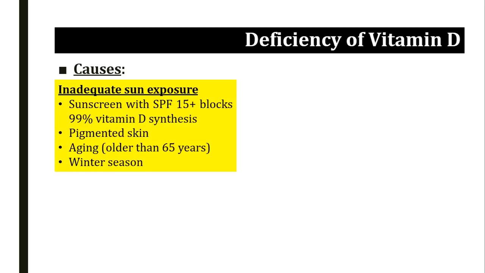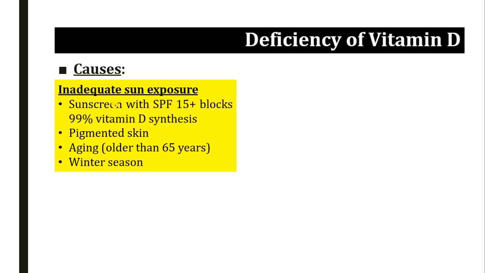We'll see the deficiency of vitamin D, why it occurs, and go through the causes. So there are various causes. First, inadequate sun exposure. As we have seen in the beginning, vitamin D is synthesized on exposure to sunlight or UV rays.